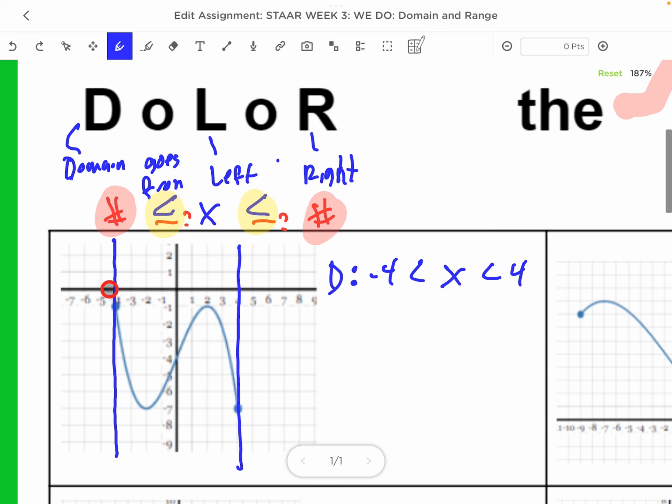So right here, next to the negative 4, I'm going to put a line. Right over here, it's shaded in, so next to the positive 4, I'm going to put a line. And now that is my answer for the domain.